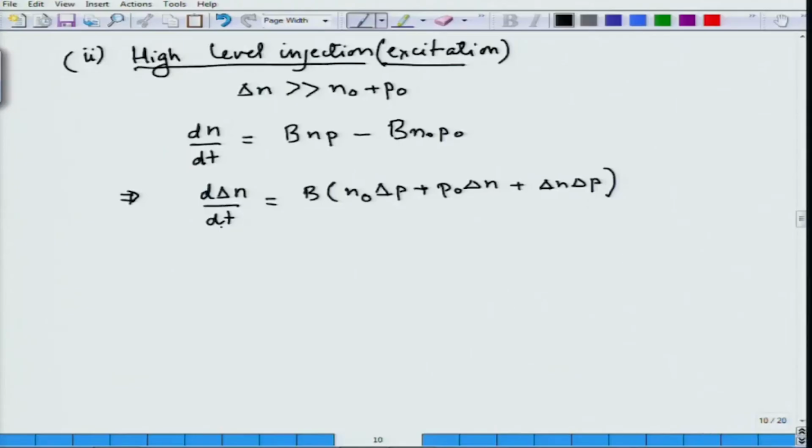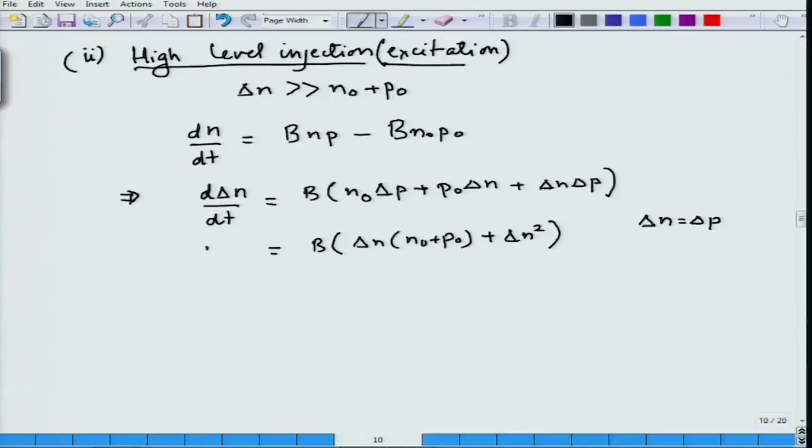And so, the rate of change, if we put in the condition delta N is equal to delta P, is going to be B times delta N times (N naught plus P naught plus delta N), that is, B delta N times (N naught plus P naught) plus B delta N square.